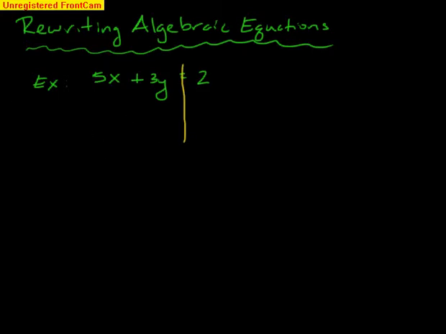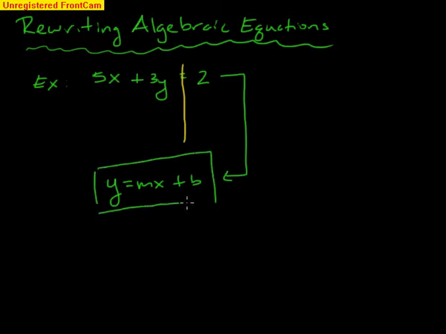Eventually, I want this equation to turn into something like this: y equals mx plus b. This is what I want at the end. Now, we should all know what this is. This is slope-intercept form, a very common form for graphing lines.